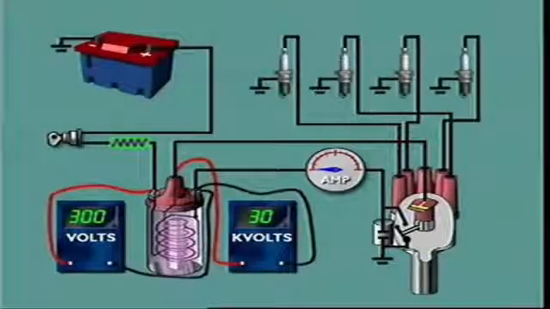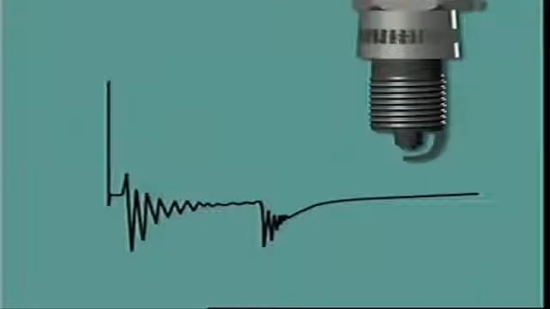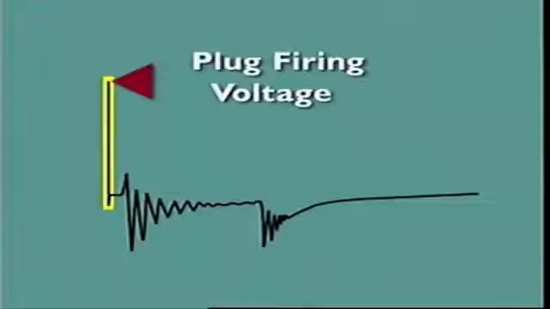The coil operates according to Faraday's law of electromagnetic induction. As the high-tension voltage in the secondary winding builds up, a particular voltage level is reached when the spark plug gap suddenly becomes conductive, allowing the spark to occur. This is known as the plug firing voltage.